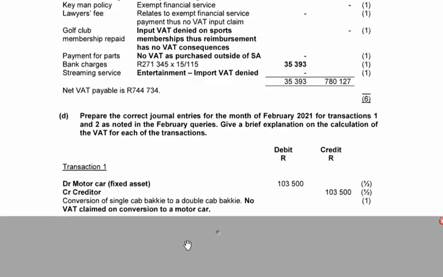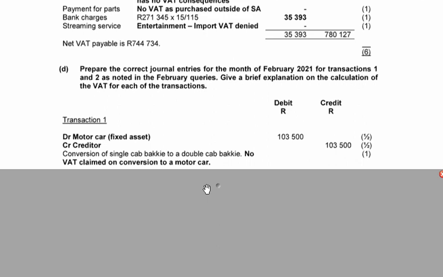So first journal entry, debit motor car, credit creditor. Guys, it's 103.5, no input VAT claimed, because if you're converting something into a motor car, input VAT on motor cars is denied. Therefore, you may not claim any VAT on it.